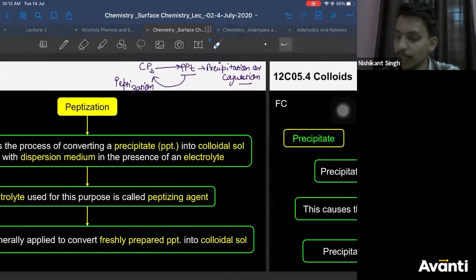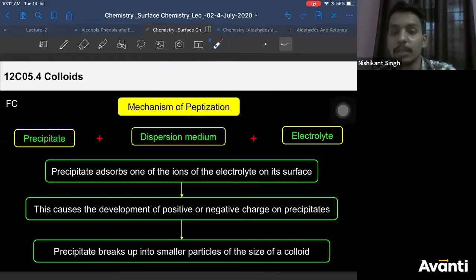Right. So the next one is mechanism of peptization. All of you can look at it carefully. We'll see one diagram and try to explain it.